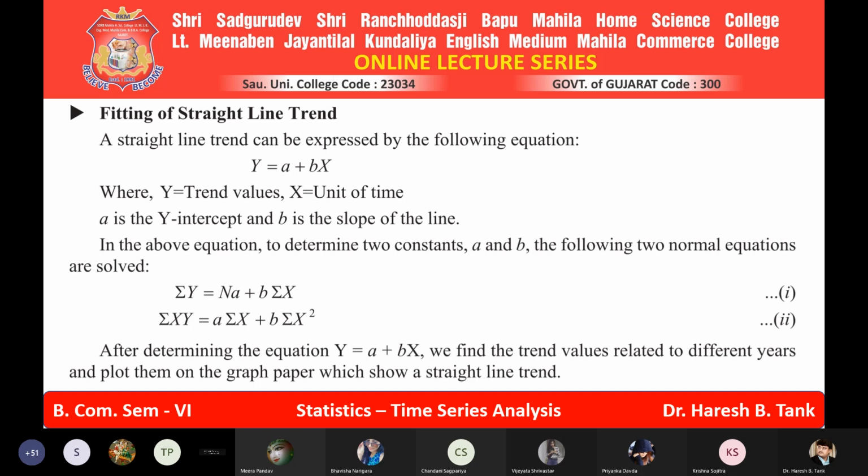Once you put it that way, then again more simplification: summation of y is equal to, a is a constant value, so you can take it outside of the summation sign. So it would be a summation of 1. Once you take a outside, it becomes summation of 1, plus b is again a constant value which you can take outside of the summation. So it becomes b times summation of x. Is it so?